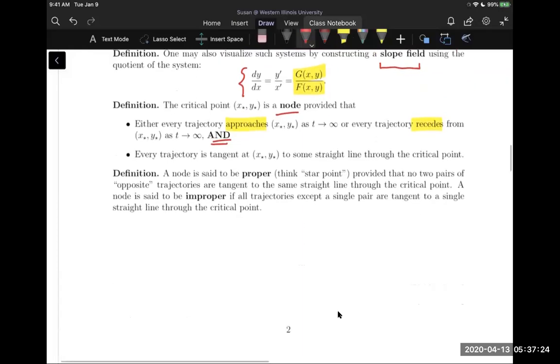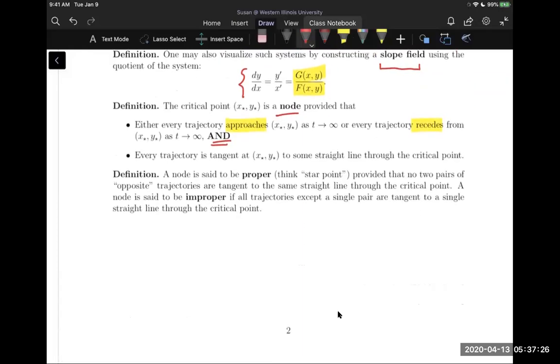So we're going to draw a couple of pictures that'll illustrate what these nodes must look like. But first, we can actually refine our definition of node further, and there are two different types of nodes. A node is called a proper node, or I like to think of star point, and you'll see why, provided that no two pairs of opposite trajectories are tangent to the same straight line. And it's called improper if all trajectories except for a single pair are tangent to a single straight line.